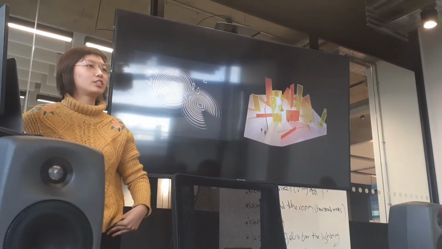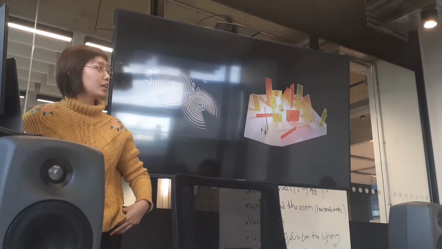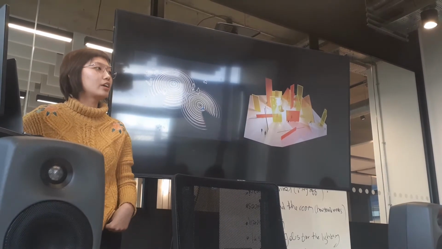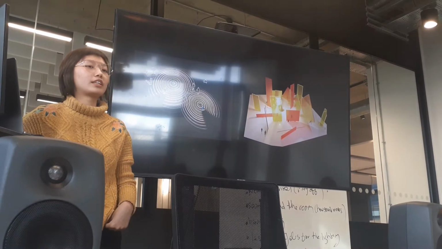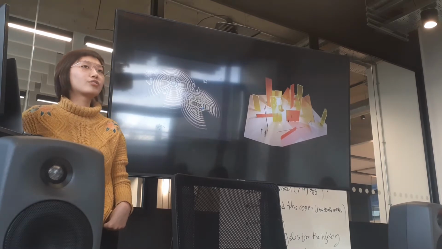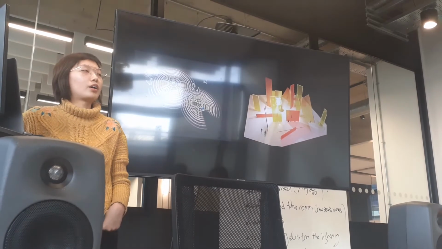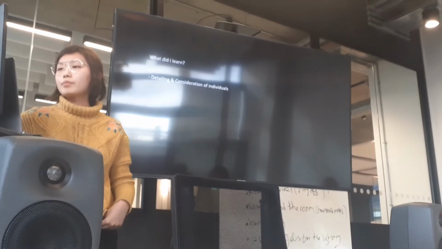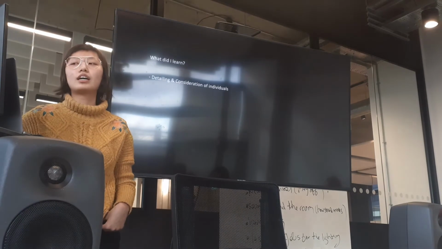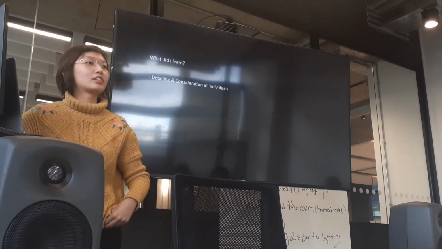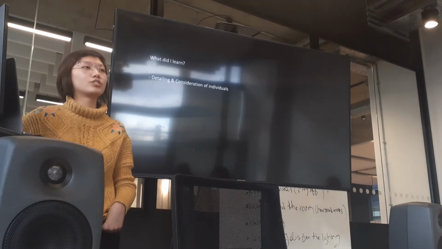Phoenix talks about really enlarging my project and making it work at a bigger scale as well. So possibly for the next step, for Phoenix's final project, I will think through how I can achieve this idea. And I will talk about what I learned through this process. It's mainly about detailing and consideration of individuals.